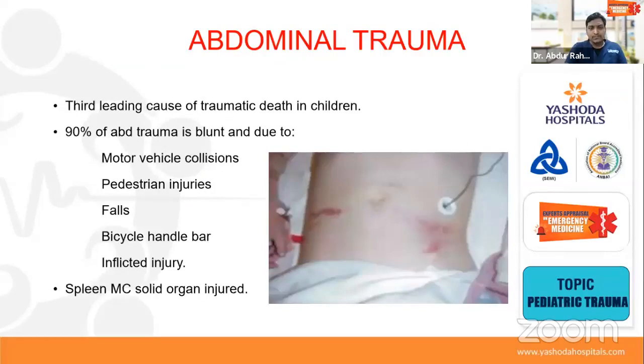Coming to abdominal trauma, it is the third leading cause of traumatic death in children. 90% of abdominal trauma is blunt, mostly due to motor vehicle collisions, pedestrian injuries, falls, bicycle handlebar, and inflicted injury. The spleen is the most common solid organ injured in abdominal trauma.